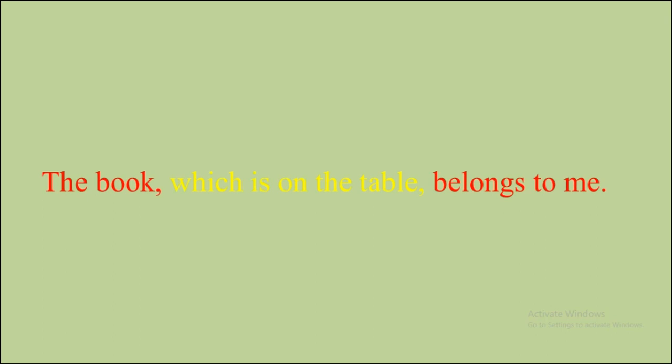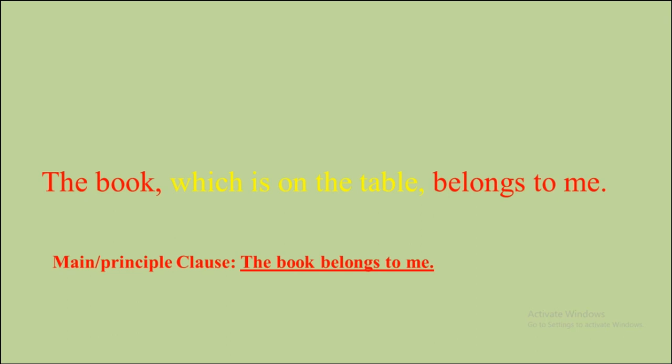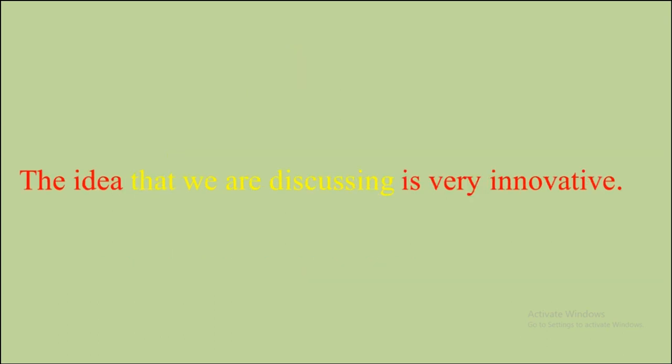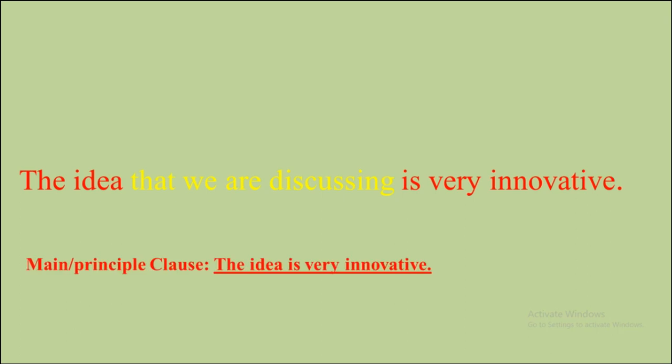The book which is on the table belongs to me. Main or principal clause: the book belongs to me. Which is on the table, it's a dependent adjective clause. It gives more information about the book. The idea that we are discussing is very innovative. Main or principal clause: the idea is very innovative. That we are discussing, it's a dependent adjective clause. It gives more information about the idea.